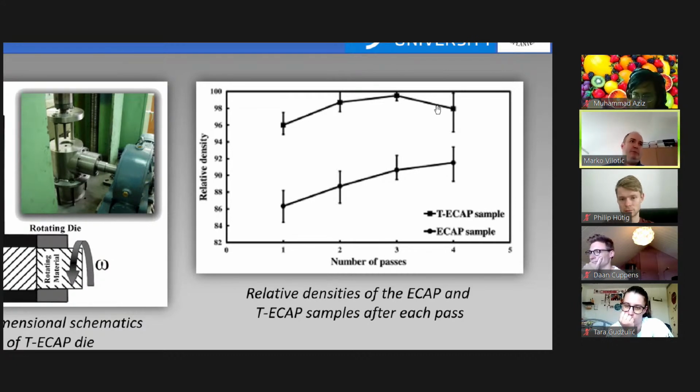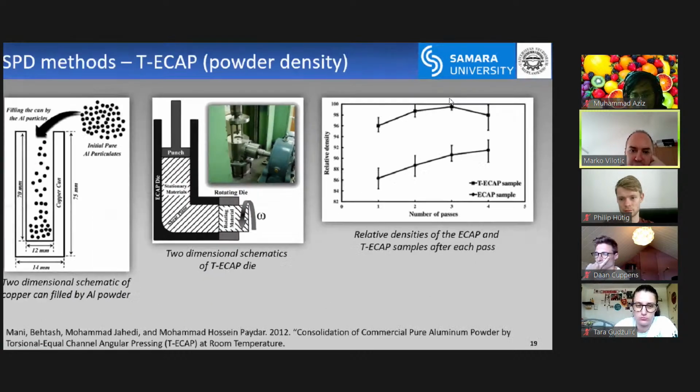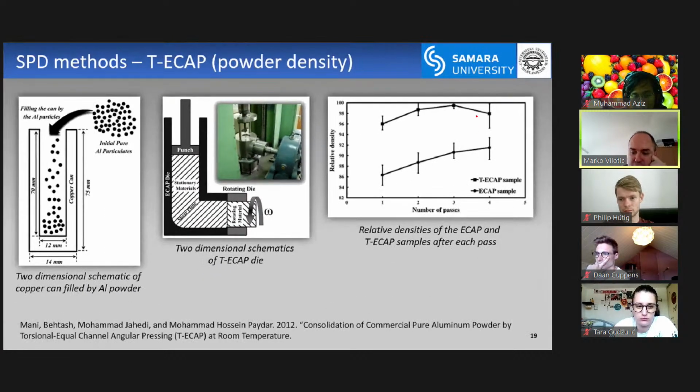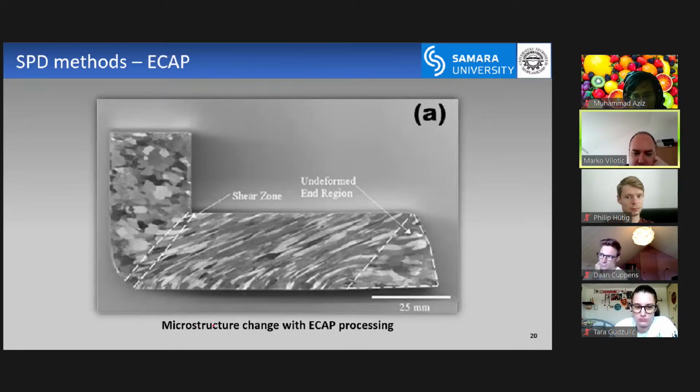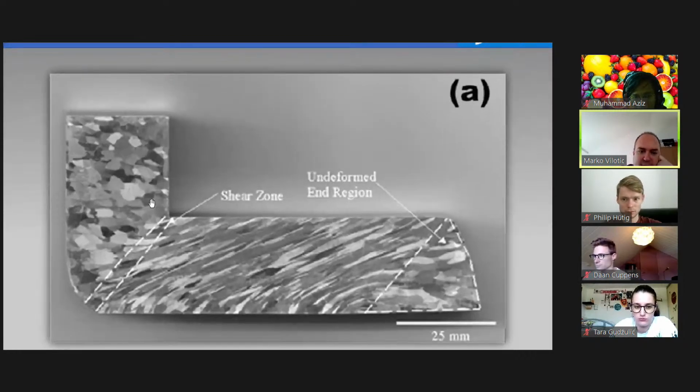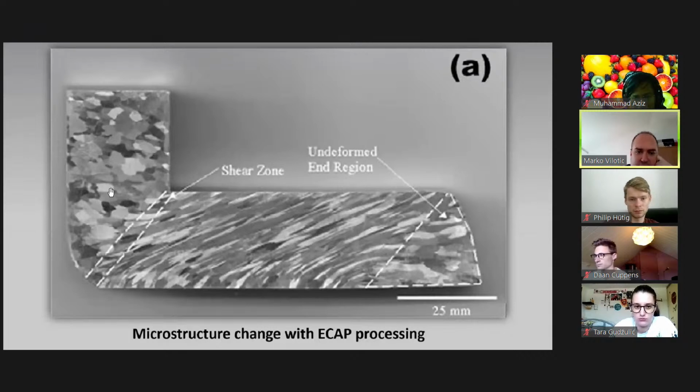Also, of course, we don't know everything about the materials. For example, I read in one paper that grain refinement and grain growth compete with each other. So at some point, the growth of the material will start to have more influence, so you might get lower performance. We'll see later. Also here, you can see the microstructure change with ECAP processing. You can see these grains, this coarse grain material. And you can see this shear zone, and you can see the microstructure part.